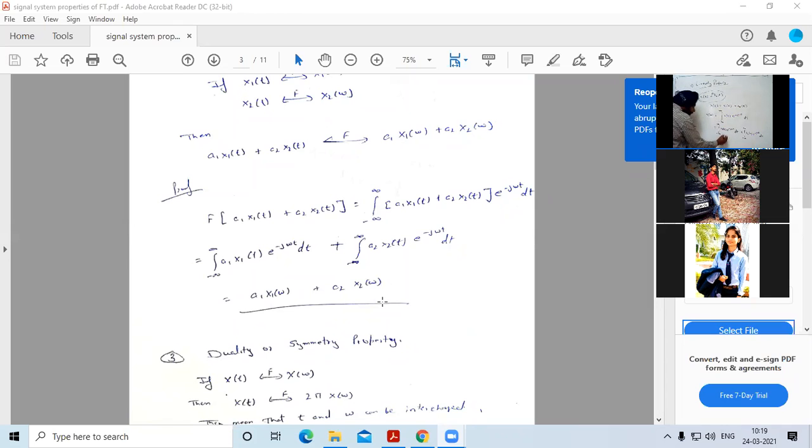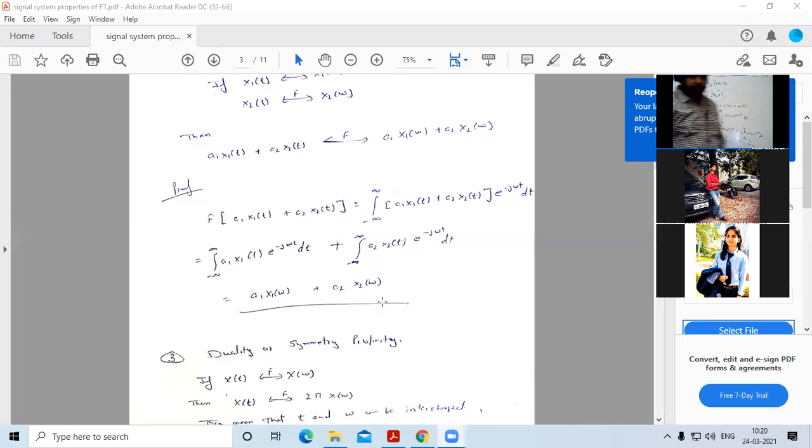So this is the Fourier transformation of x1, X1(omega). This is the Fourier transformation of x2, X2(omega). So this is equal to X1(omega) plus X2(omega). Hence proved, means the linear combination in the time domain is equal to the linear combination in the frequency domain. This is the linear combination in the frequency domain.